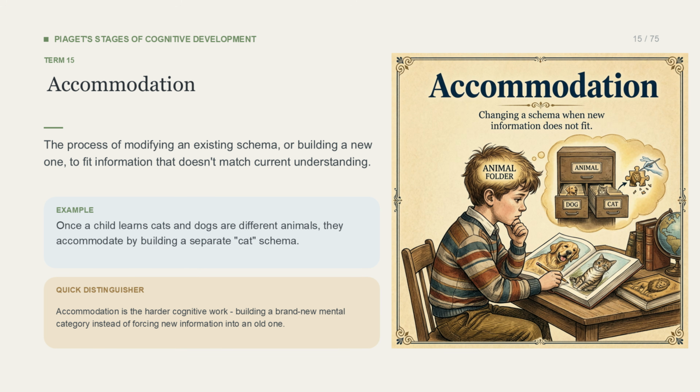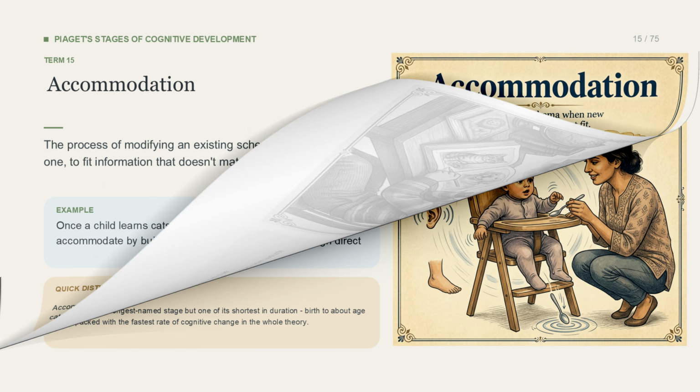15. Accommodation. Accommodation happens when the old schema no longer works, so we revise it or create a new one. Once the child realizes cats and dogs are different animals, they build a separate cat schema.